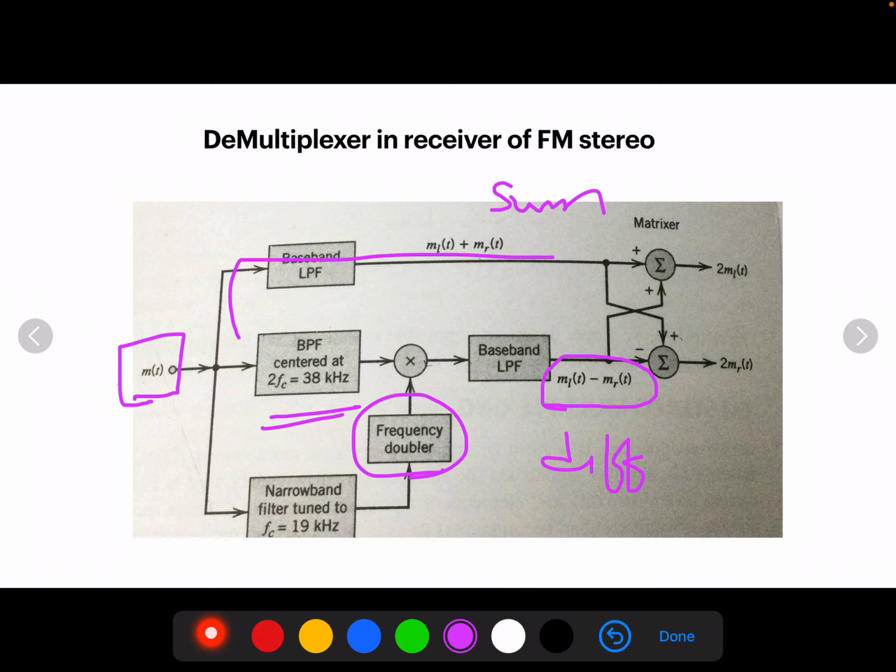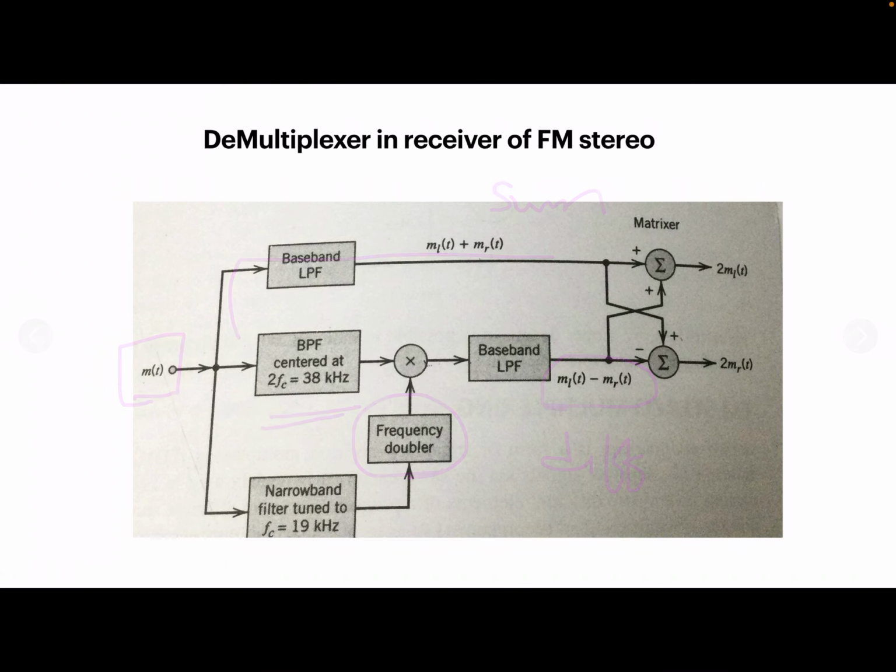So let me just summarize what we have discussed in this video. We have discussed demodulation of FM signal, FM stereo multiplexing, and FM stereo demultiplexing. In the next video we will be discussing the phase locked loop indirect method. You will see both the linear model and non-linear model of the signal and what the non-linear effects in the FM system are. Thank you.